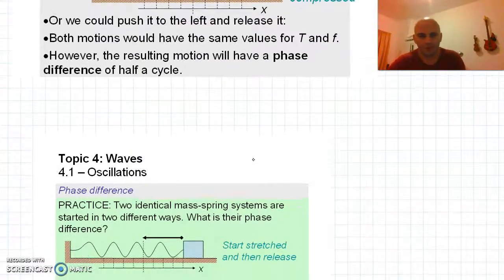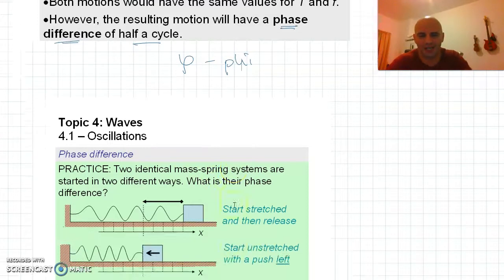So the phase difference would be half a cycle, and we will probably use a funny looking phi symbol to denote this phase difference. We'll do that later in the calculations.